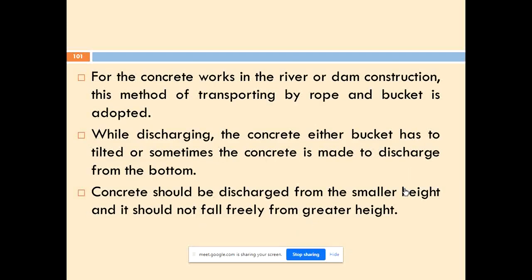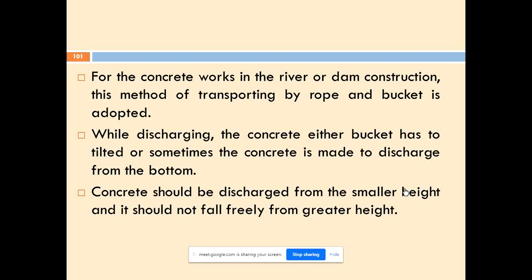As I already told, this is mainly used for concrete works in the river or dam construction, where this method of crane, rope, and bucket type is adopted because it is economical and efficient also. While discharging, the bucket either has to be tilted up and down, or below the bucket there will be a trap door, just like in the compaction factor test you have a hopper and below that there will be a trap door.